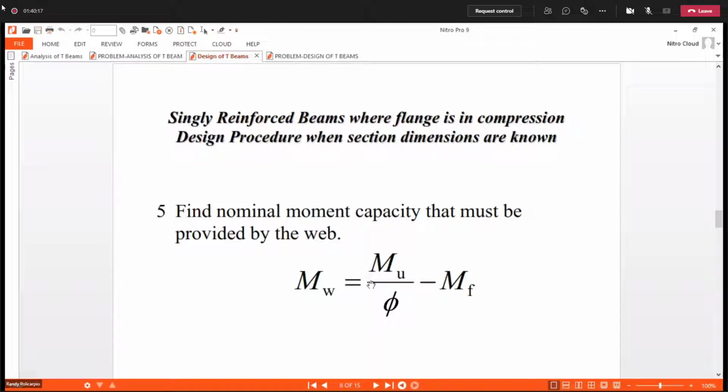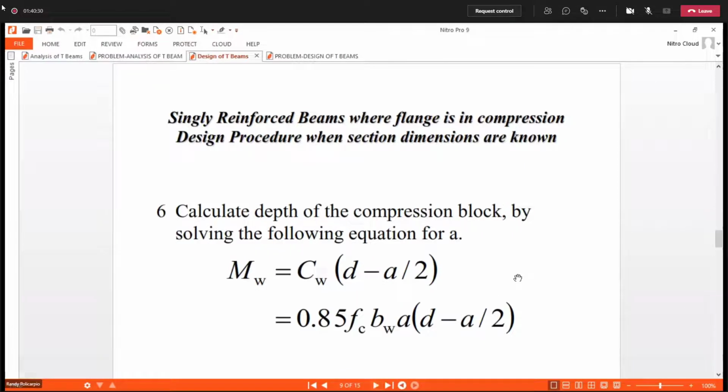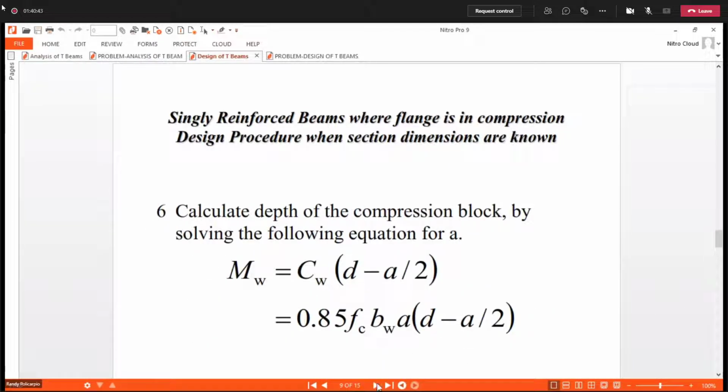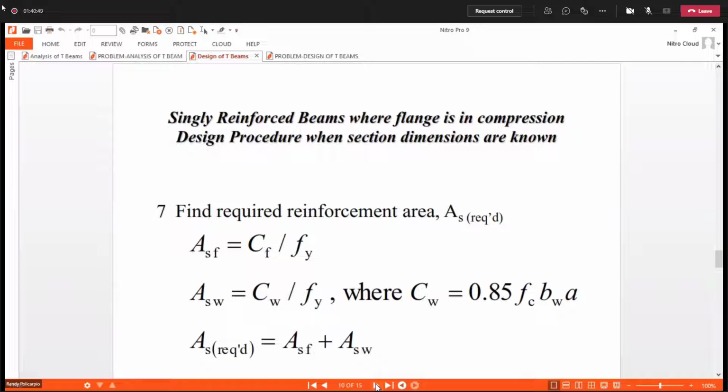Okay, so to get this, we will divide our Mu by a reduction factor, so usually 0.90, minus Mf. And then once you have your Mw, you may solve for a. Okay, so solve mo ngayon yung a. Pag meron ka na ng a, you check all of your assumptions. Okay, so eto ngayon yung pag-compute natin ng As required.